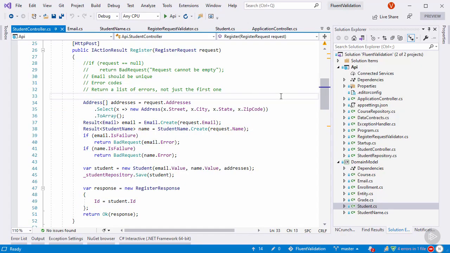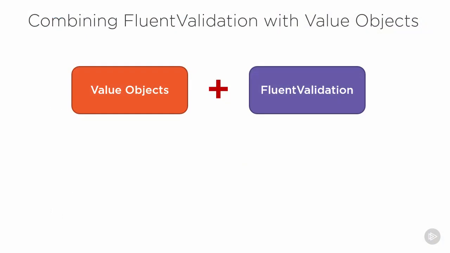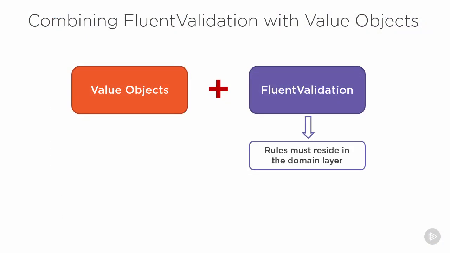First, the Fluent validator is invoked by ASP.NET before executing the controller method. And then the controller method invokes those rules again when instantiating the email value object. So how to overcome this issue? We cannot keep the validation rules in the Fluent validator class, because those rules should belong to the domain layer.